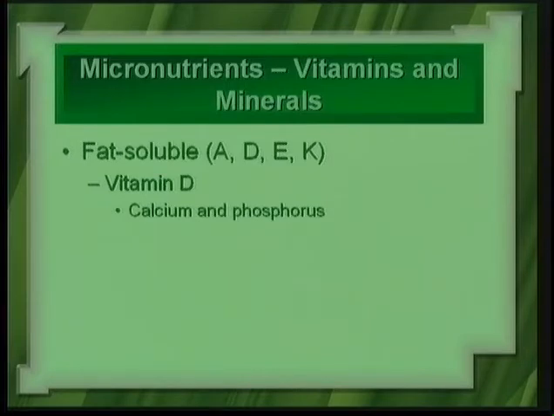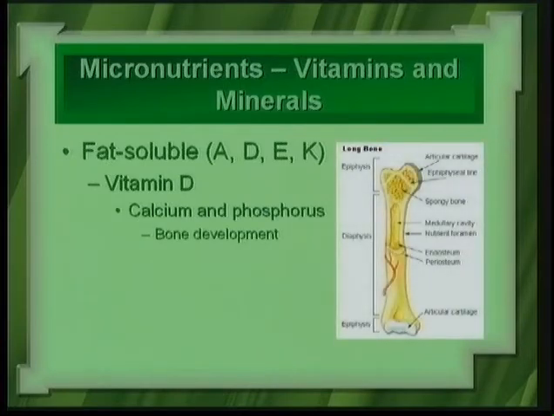Now the next kind of vitamin we're going to talk about is vitamin D. So antioxidants, very important. Eat your fruits and vegetables. Vitamin D is responsible for calcium and phosphorus and what happens with it in your body. And of course these are involved in development of bone.